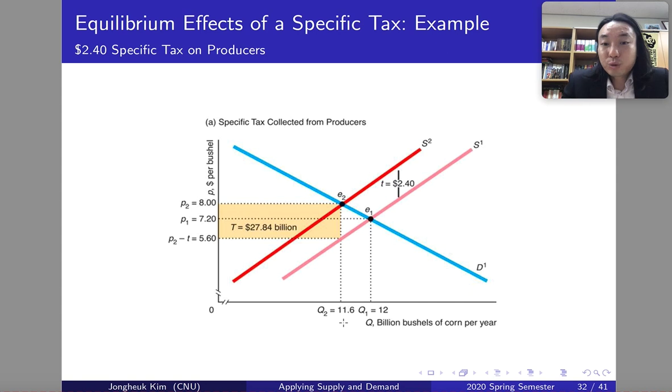How about the tax revenue? Tax revenue means the amount of tax per unit times the units in equilibrium. The units in equilibrium is Q2, 11.6, and the tax per unit is $2.40. So $2.40 times 11.6 units is $27.84 billion in tax revenue. Okay? You understand that?